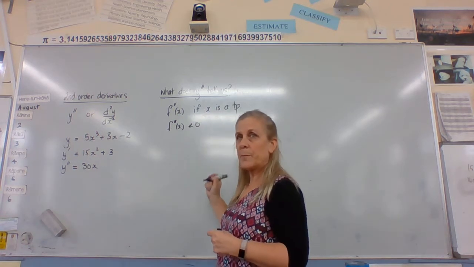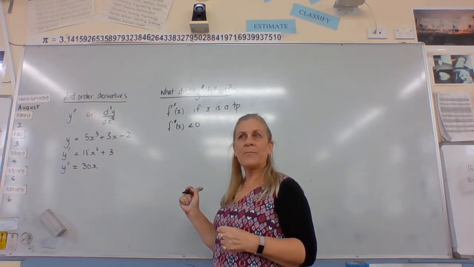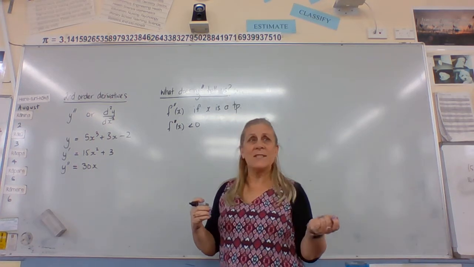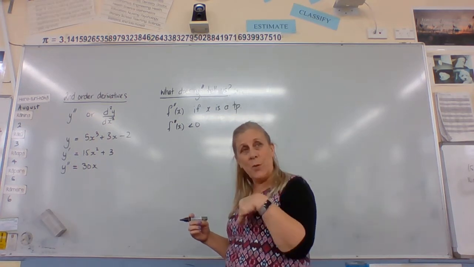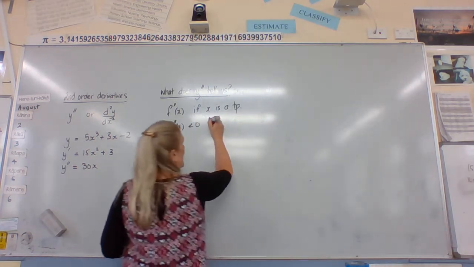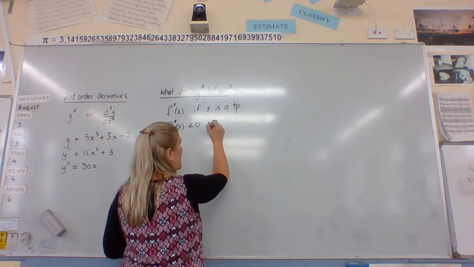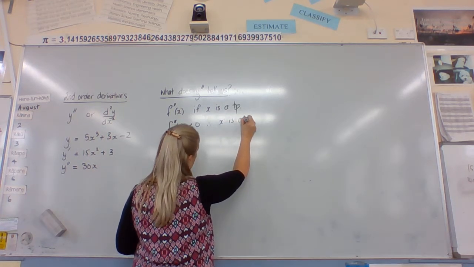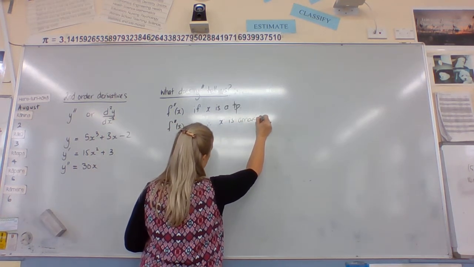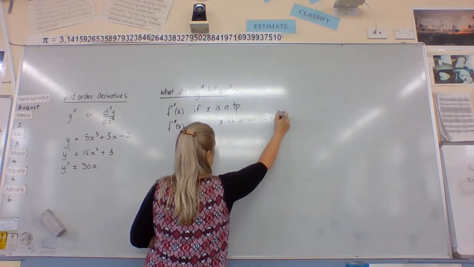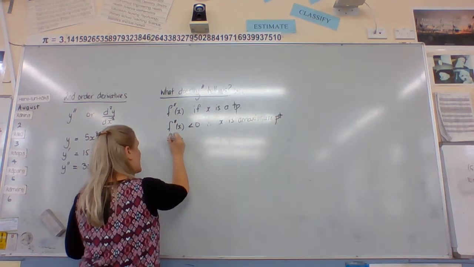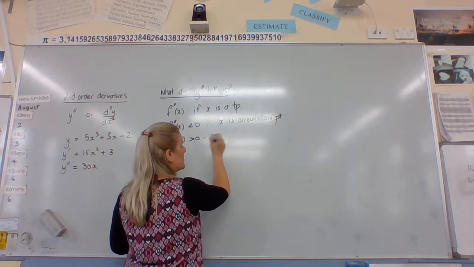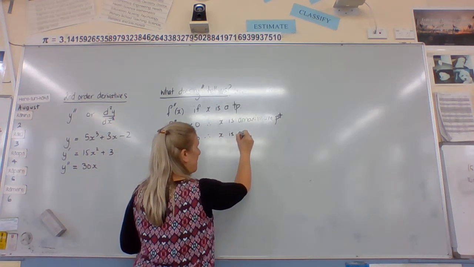So if f double dash of x is less than 0, anybody know? Yeah, so the temptation is to say because it's less than 0, it's going to be the minimum point, but it's actually the opposite. So it implies that x is a maximum point. And if it is greater than 0, then that implies that x is a minimum.